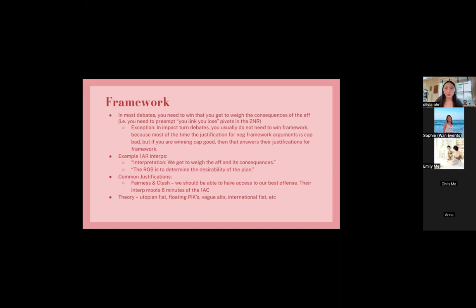So if you're asking them really specific questions in cross-ex and they're not answering them, then you should just say vague alts are bad, and you can also use it as a justification for why you should get new 2AR responses to the alt if they pivot it from socialism to degrowth, etc. And then the last thing is international fiat. If they fiat an international socialist transition, that's bad because under this model, it would justify a world peace counterplan against any US-China scenario, which would obviously be impossible to garner a solvency deficit against.